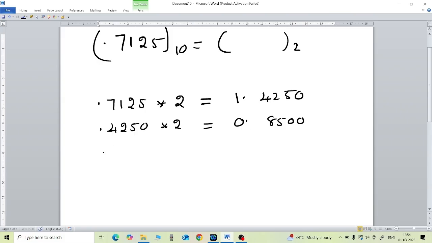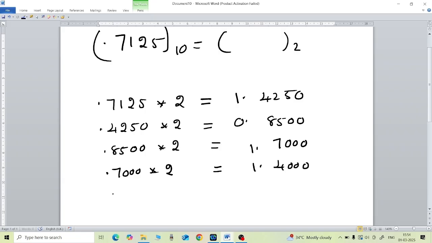0.8500. Take the fractional portion again, then multiply by 2, so we are going to get 1.7000. Take the fractional portion, that is 0.7000, multiply by 2, so we are going to get 1.4000. Take the fractional portion again, so we are going to get 0.8000. Take the fractional portion again, 1.600.